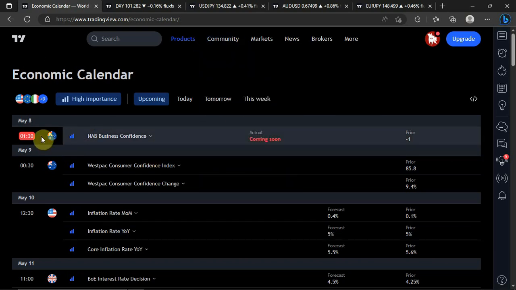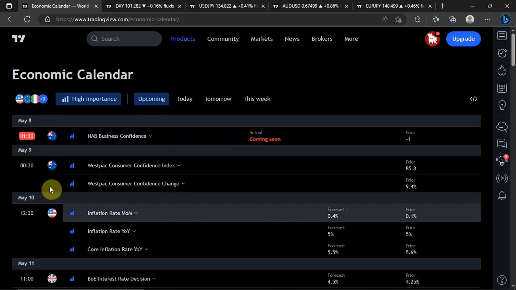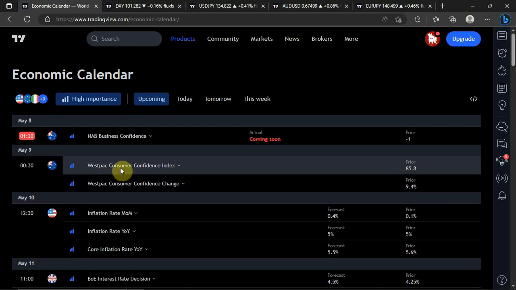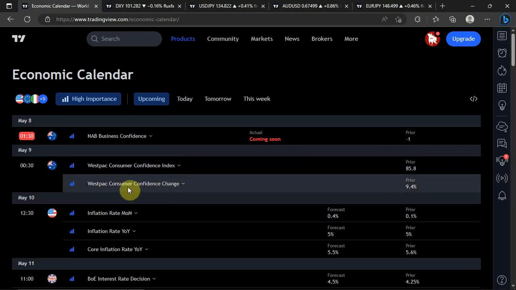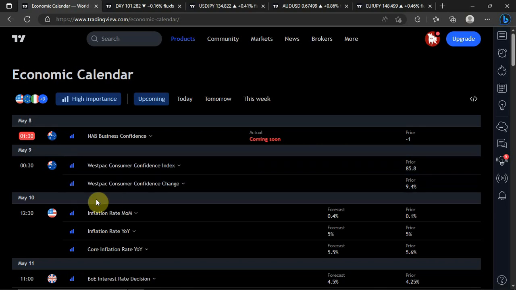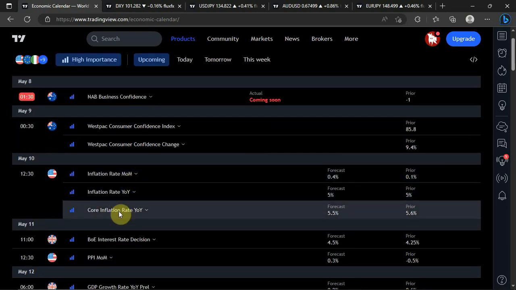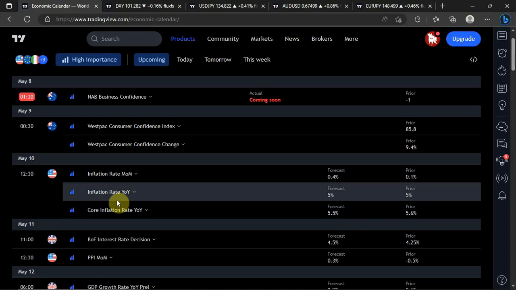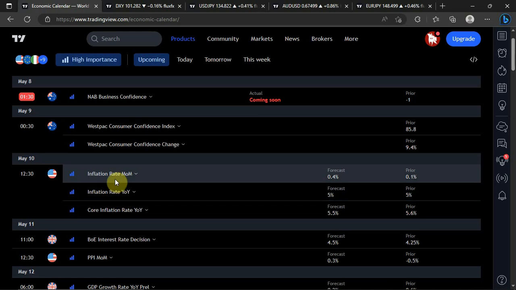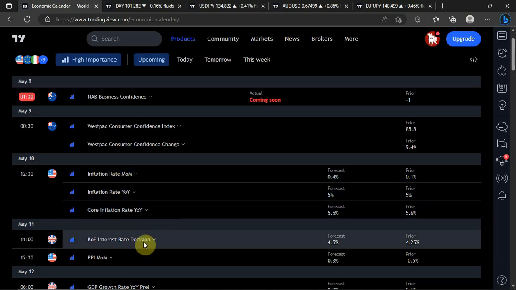On Monday we have Australian high impact news, that is the NAB business confidence, and on Tuesday we have the Australia Westpac consumer confidence index and then a consumer confidence change. Then on Wednesday we have the inflation rate for USD. The USD CPI is one of the crucial high impact news to look out for. So on Wednesday I'll look to see how the market is going to react so far as the CPI is concerned. Then on Thursday we have the Bank of England interest rate decision.